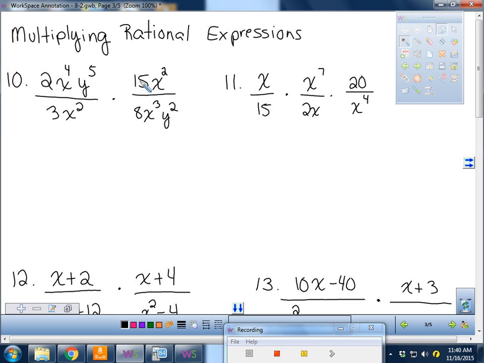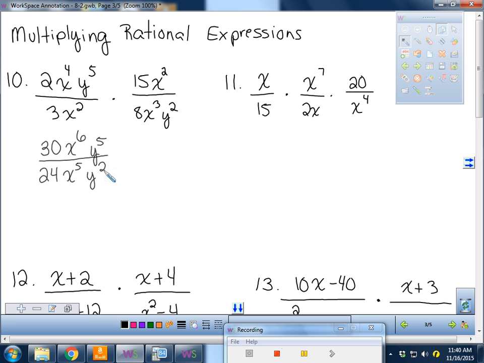So this was 2 times 15, which would give me 30. X to the 4th times x to the 2nd. Remember, you just add those, so that would be x to the 6th. And then I have a y to the 5th, but I don't have a y over here, so this would just be y to the 5th. Then I've got 3 times 8. That would be 24. X squared times x to the 3rd would be x to the 5th. Remember, you just add them. And I don't have a y here, but I do have a y squared here.